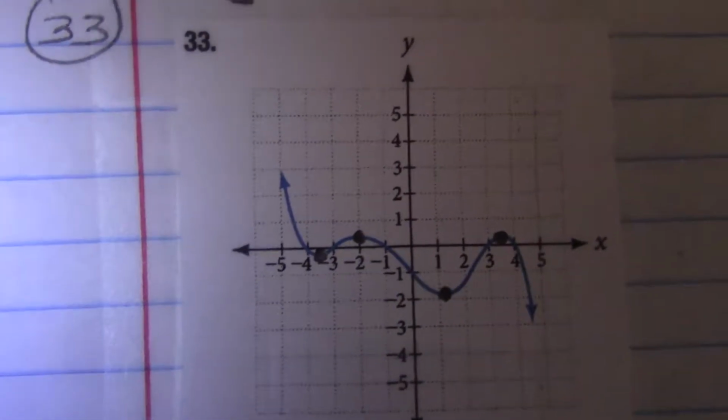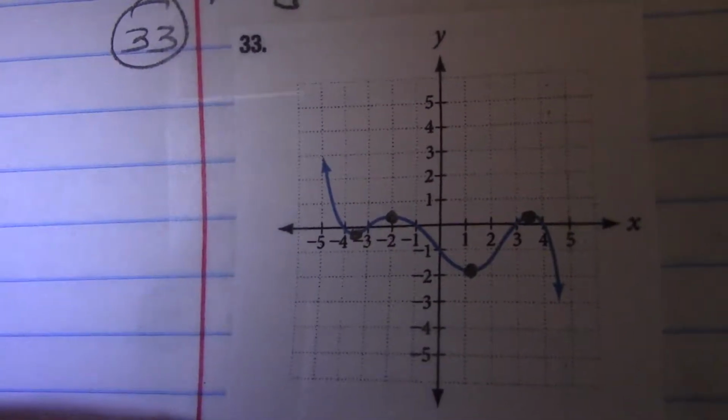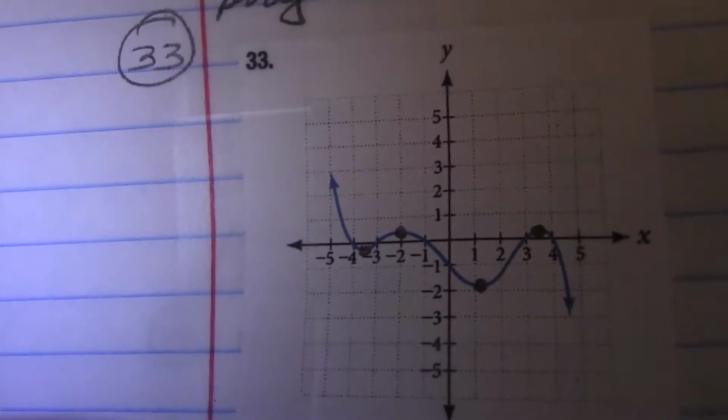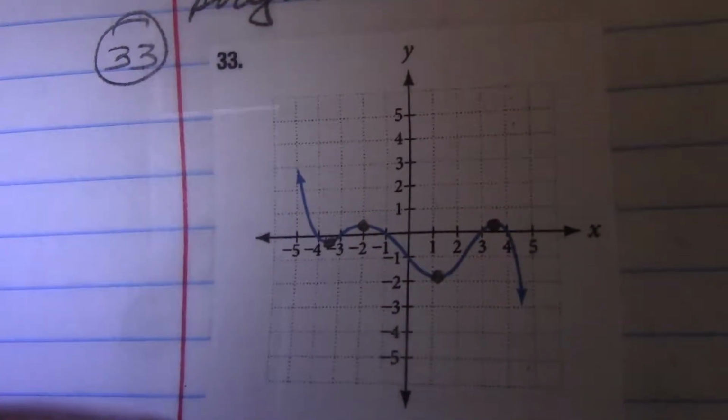Here's our graph with turning points marked with black pencil dots. As you can see, 1, 2, 3, 4 turning points. Okay, so that means you've got at least degree 5 for this polynomial function.